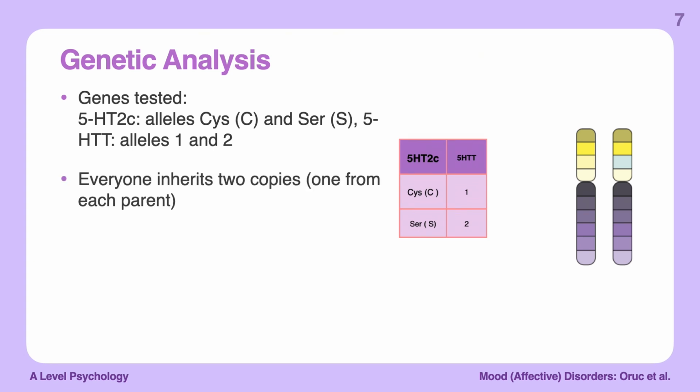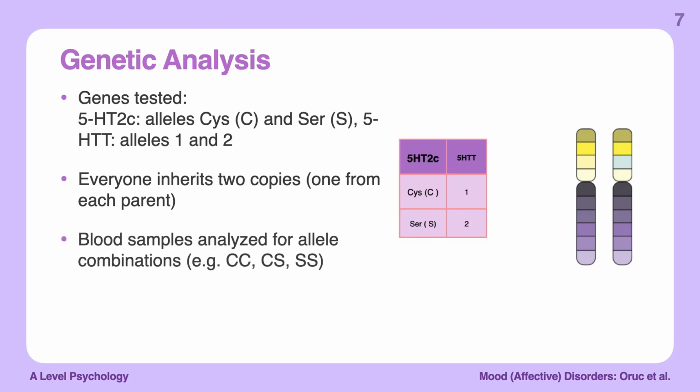Remember, you inherit 2 copies of every gene, one from mom and one from dad. So for 5-HT2C, someone could have CC, CS, or SS combinations. For 5-HTT, they could have 11, 12, or 22. They took blood samples and analyzed them for these allele combinations. The lab work involves extracting DNA from blood cells and using techniques to identify which versions of each gene the person carries. It's like having a genetic fingerprint reader that can tell you exactly which versions of specific genes someone has. So after all this analysis, what did they actually find?